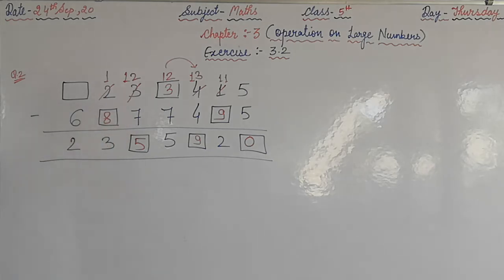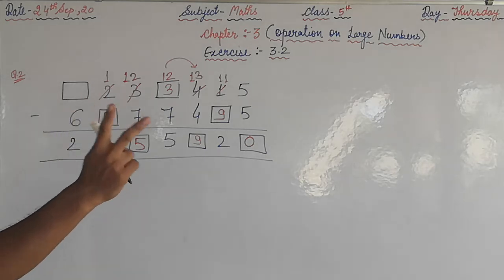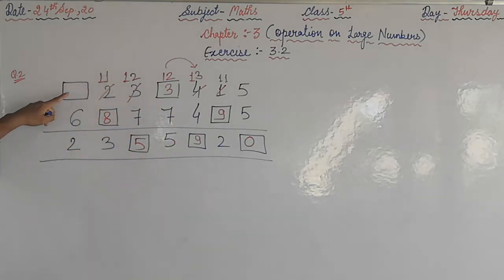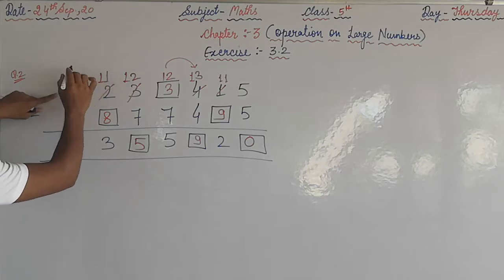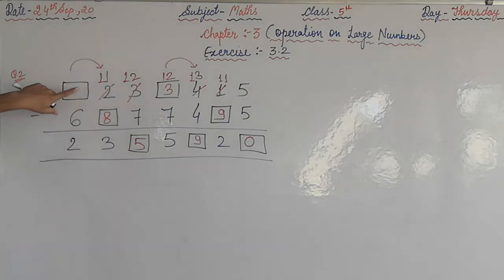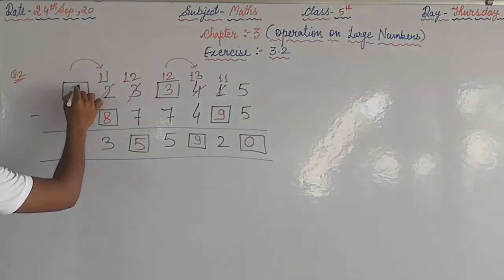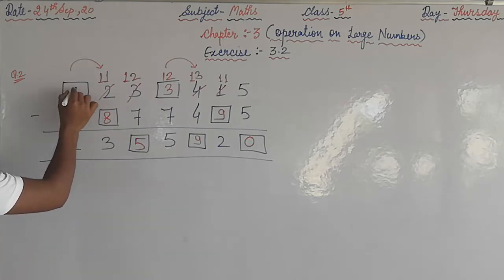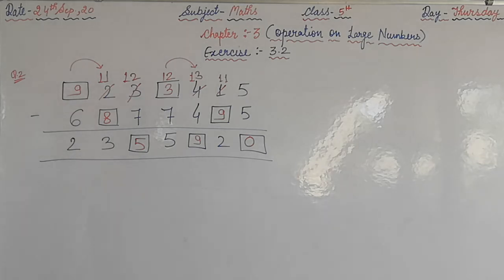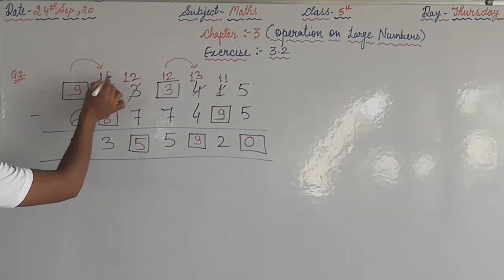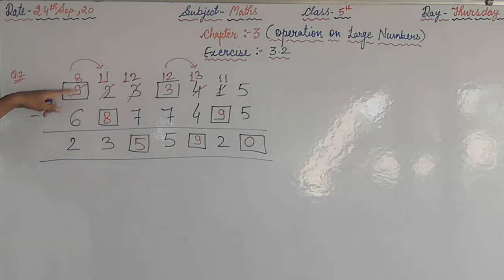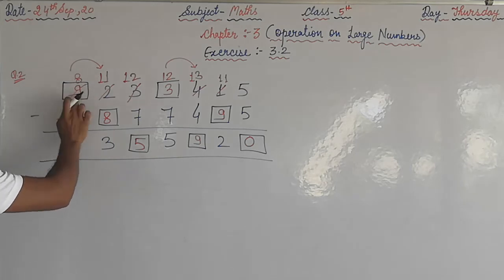Now what should you subtract from 1 to get 3 as a result? 8. 8, 9, 10, 11. Here it becomes 11. So whatever number should be here, you have to borrow 10 from here. So 9. So 9, we have to borrow 10 from here. So here it becomes 8. Then 8 minus 6, 2 is the result. So in this box you have to fill 9.